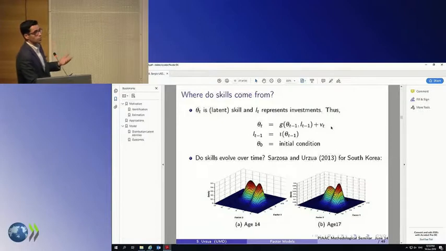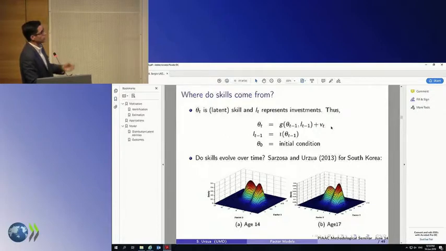We now know how to estimate these models, and this is just an example of how important these factors are. This is from a project we did with the OECD back in 2013, where we looked at data from South Korea. We have multiple rounds of test scores, so we were able to identify the distribution of cognitive and non-cognitive factors at different ages. You see in the picture how they change over time, and they do change over time.